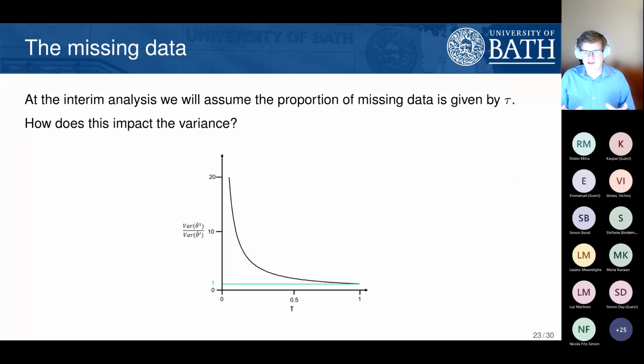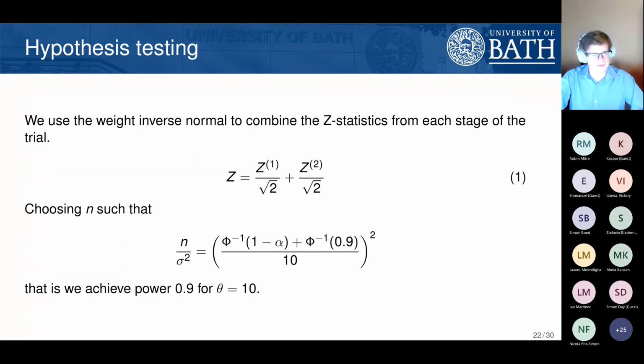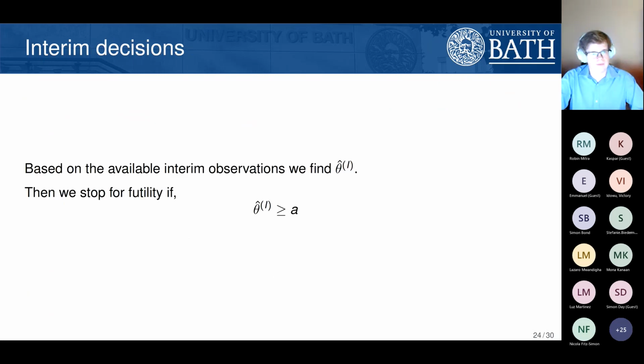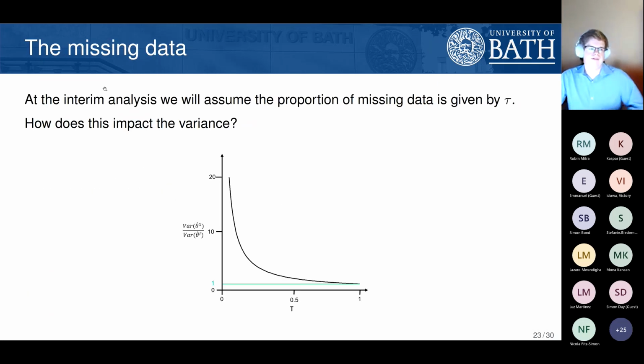So what happens at the interim analysis if we, sorry, I've skipped the slide on where the missingness comes from. Oh, no, I haven't, here it is. So at the interim analysis, we assume that a proportion of the data from cohort 1 is missing. So we'll call this tau. How does this impact the variance of our estimator? So instead of having theta hat 1, we'll now base our decision on theta hat I. And we can see if there were no missing data, essentially the variance is the same value as it would have been if we'd had no missing data.